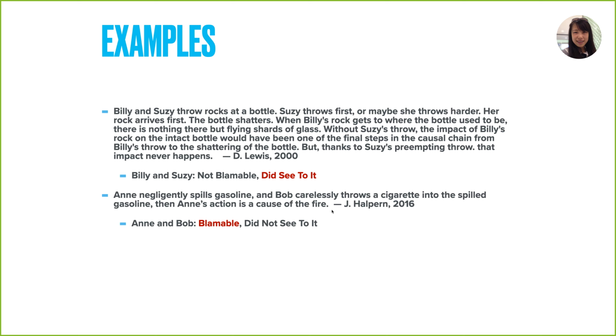In this specific case, both Anne and Bob individually are blamable for the fire. However, each of them does not see to the fact of the fire. Because if Anne does not negligently spill the gasoline, the fire would not happen. And if Bob does not carelessly throw the cigarette, the fire would also not happen.